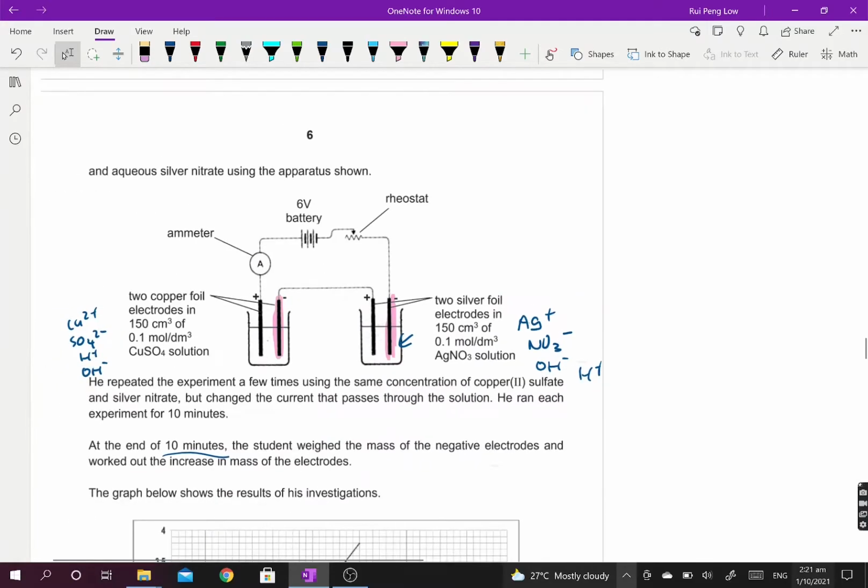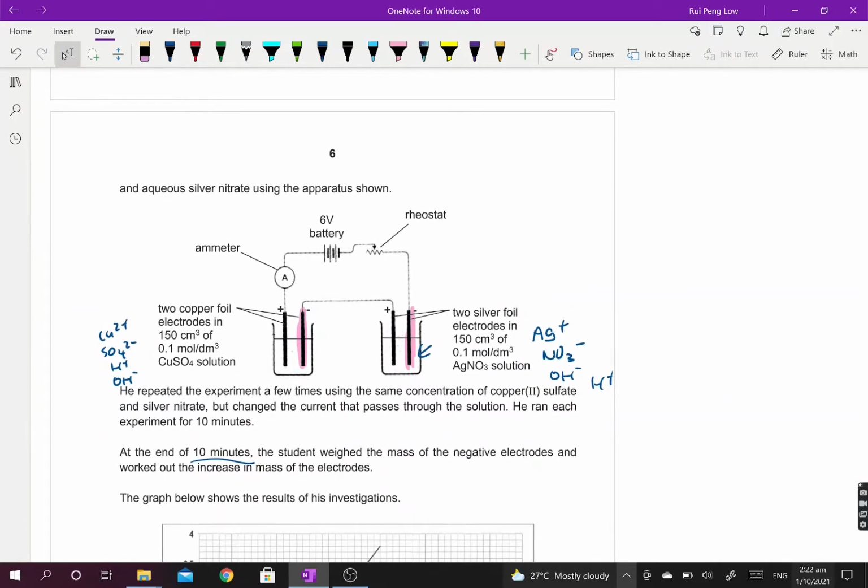I will use this to help. What happens is that the negative electrode, if you learn your physics, is where the electrons go. So the electrons will come here. The electrons flow this way, electrons flow this way.